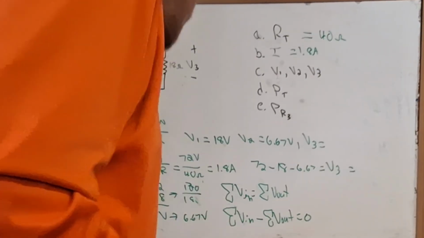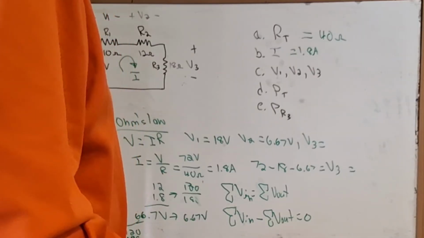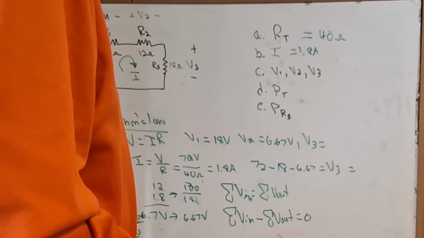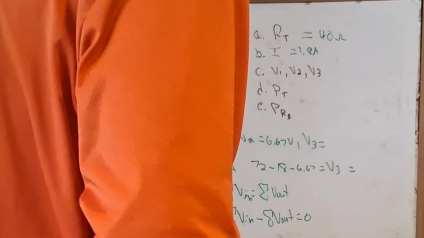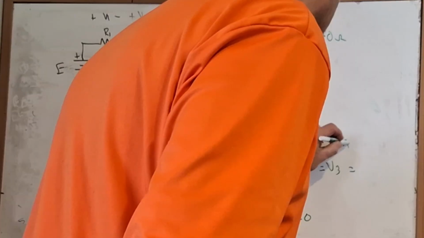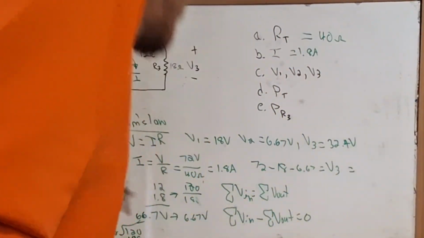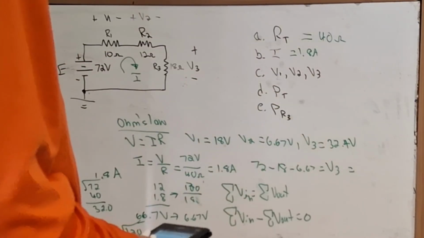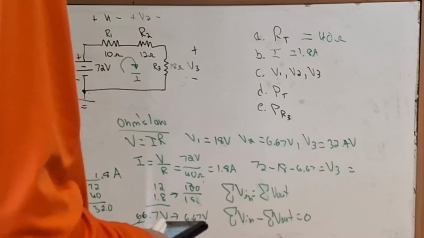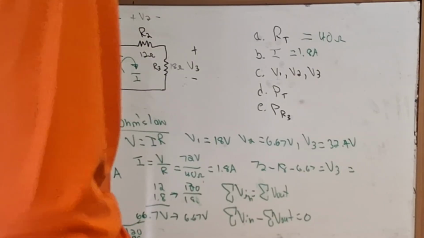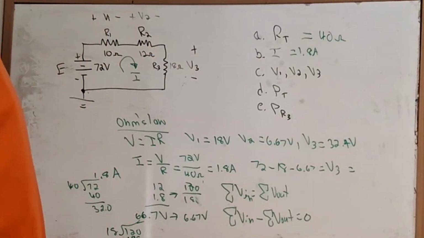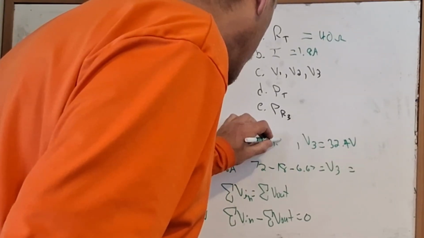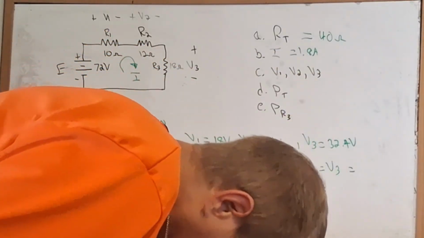Yeah, so where did I... 18 times 1.8, 32.4. This is 32.4 volts, which doesn't make sense. This is 10 times 1.8 is 18 volts. 12 times 1.8 is... I did this wrong right here. This is 21.6 volts.